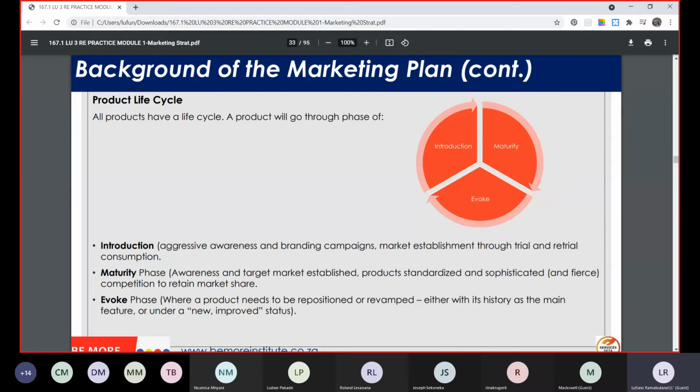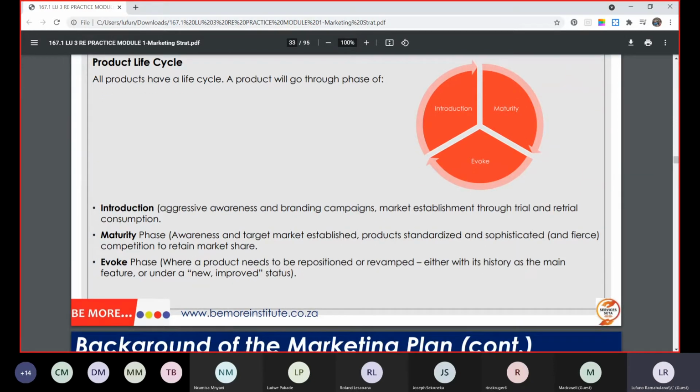The target market here, or the target goal, the main goal here: how do we retain the market share that we have had? The product is already known. People are already aware of the product that we have. How do we make sure that we never slip off to the competitors?